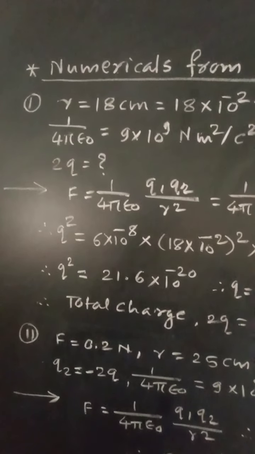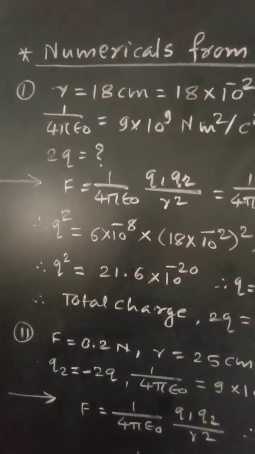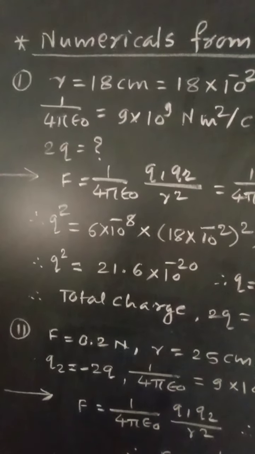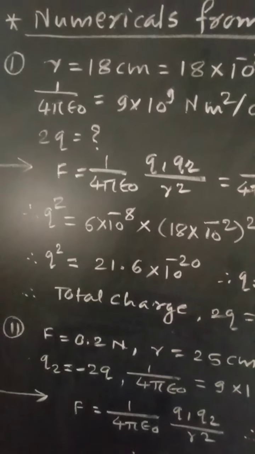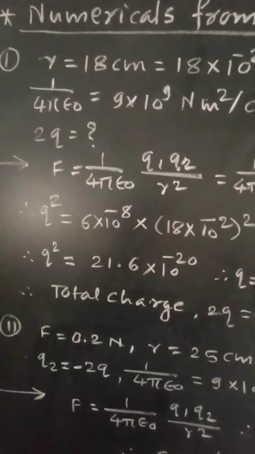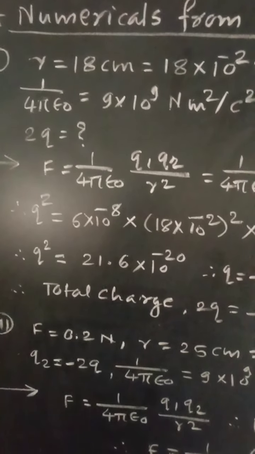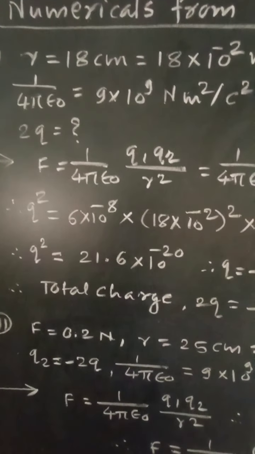Let us consider the first numerical, which is given as: two small spheres 18 centimeter apart have equal negative charges and repel each other with the force of 6 into 10 raised to minus 8 Newton. Find the total charge on both spheres.